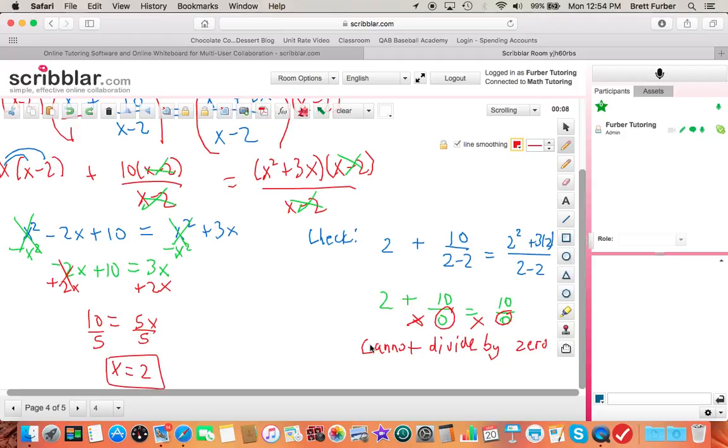Remember that? Therefore, that means that x equals 2 is not a solution, and what I write for my solution is no solution. If the only possible solution I had turned out to be not possible, then my answer is going to be no solution. So you can't divide by 0. Therefore, there is no solution to this equation. So hopefully that'll help you as you finish your homework.